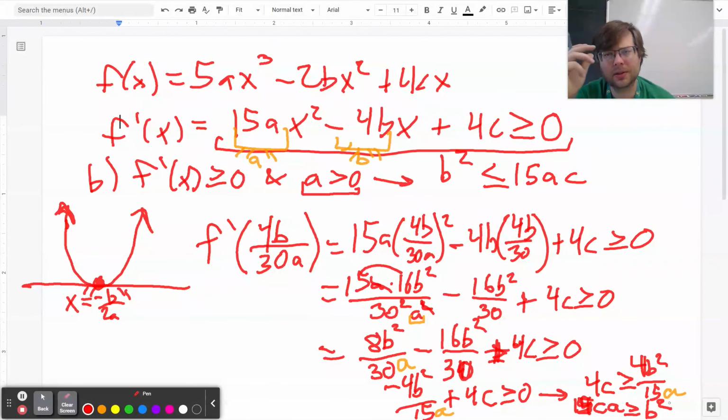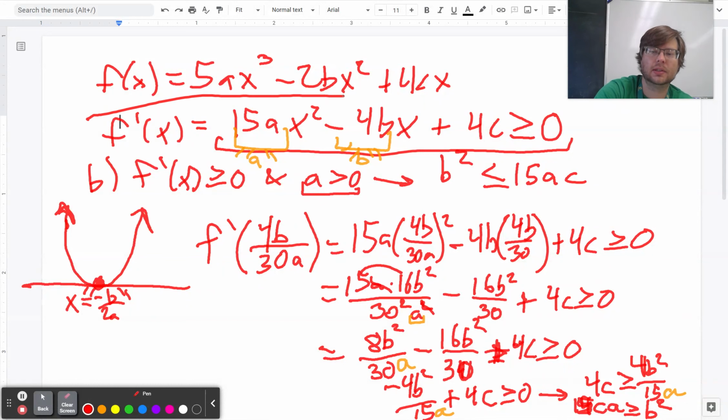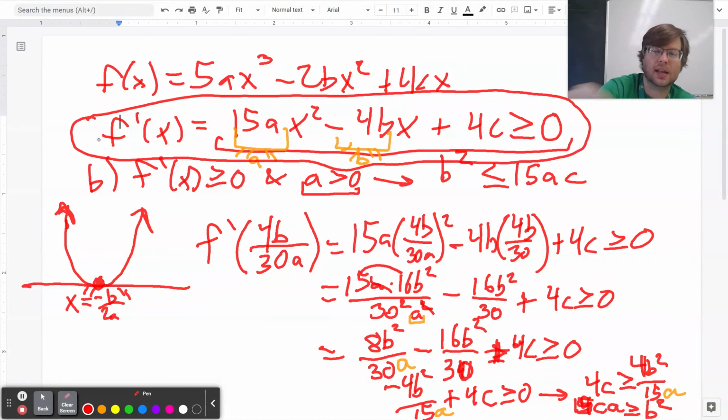So the key thing on this problem is to see that your derivative is a quadratic, so it's in the shape of a parabola, and that if it's greater than or equal to 0, what you know is that its minimum value is greater than or equal to 0. And so that's why I plugged in the minimum value of the function and said that that also was greater than or equal to 0. Okay, so there we go. That's that problem. Kind of some nasty algebra there. I should have really done that a lot cleaner.